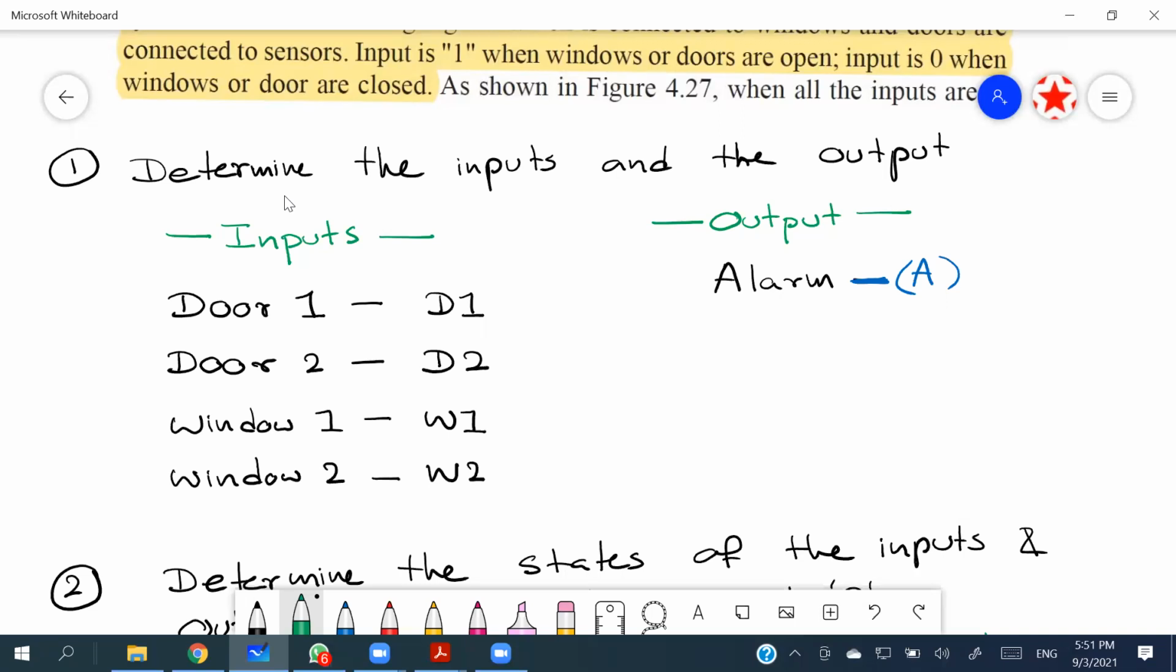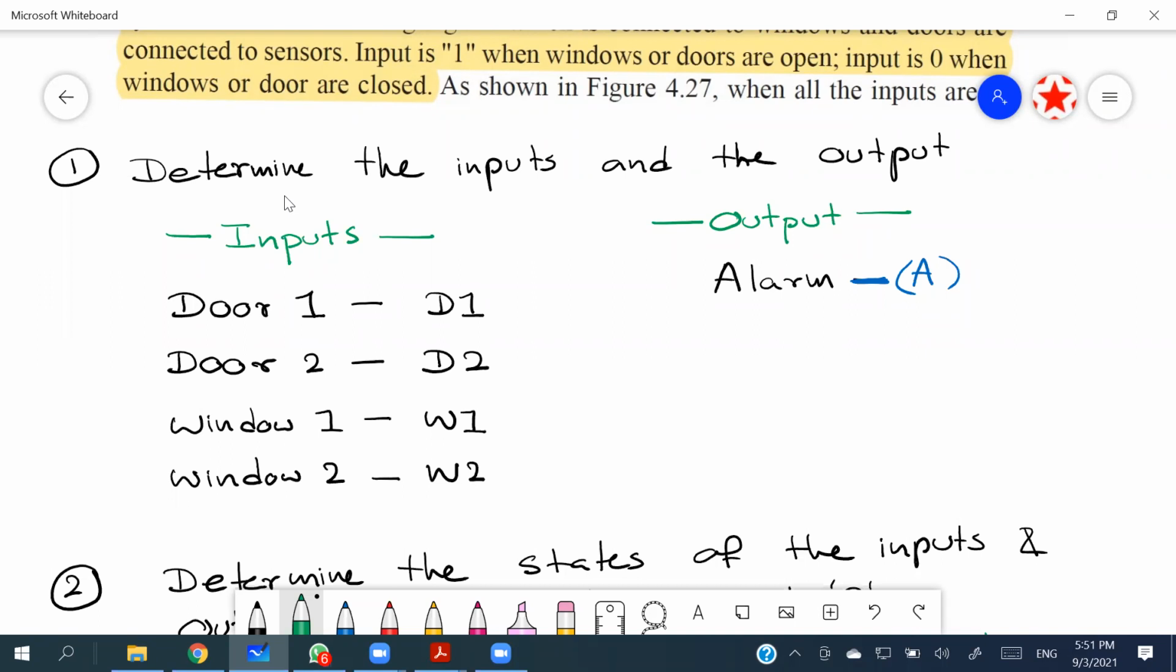Once we figure out the inputs and outputs, it's better we assign a particular variable. That means a different English letter, right? Or we can use something like D1, D2, W1, W2, like I use, a combination of letters and numbers, right? It's good to assign that kind of thing, so it will be very helpful for you to formulate the expression, right?